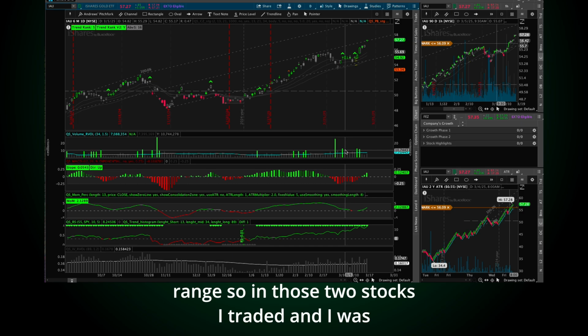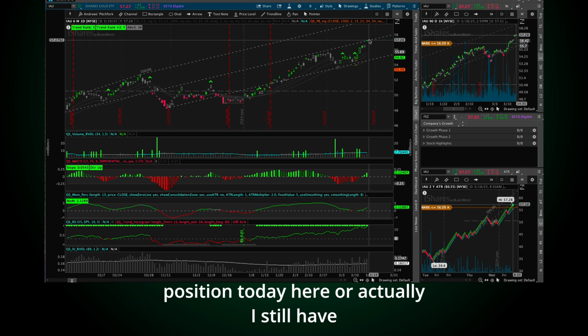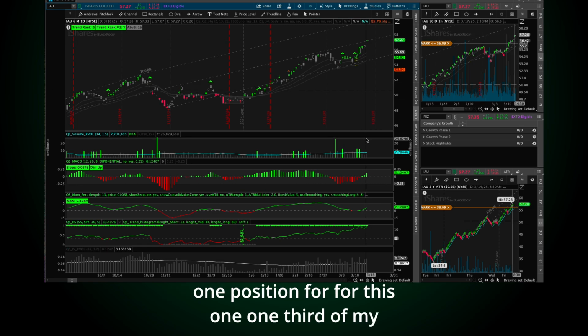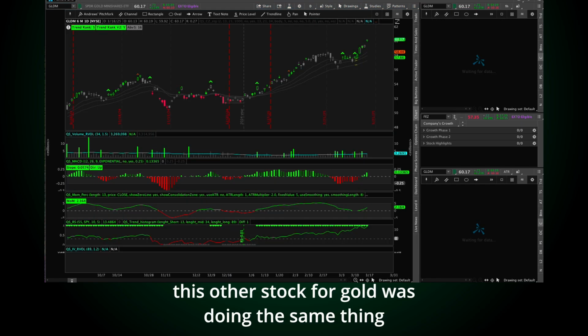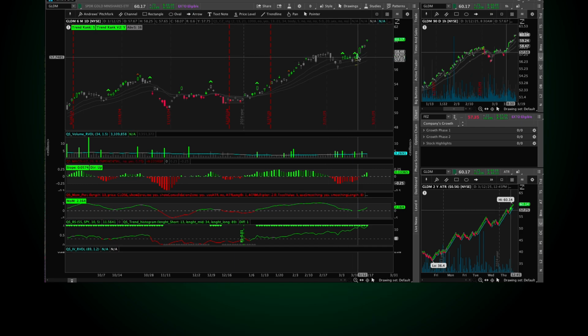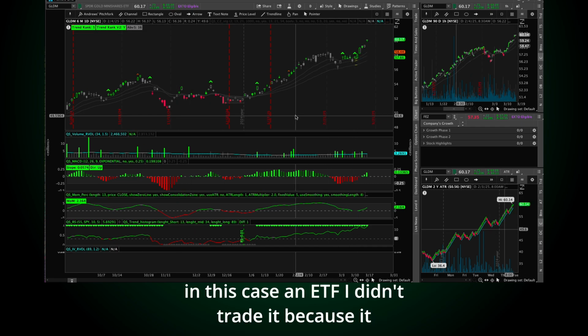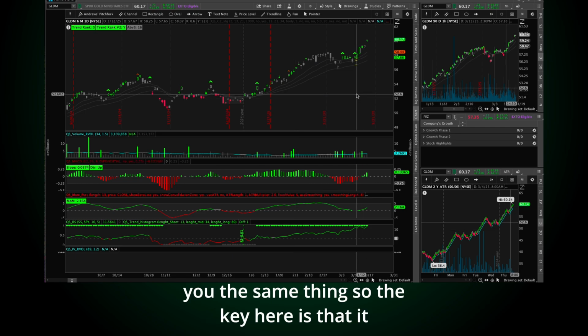So in those two stocks, I did the trade, and I was selling. I started selling here, and I closed my position today here. Or actually, I still have one position in this one, one third of my position, only in this one. At the same time, this other stock for gold was doing the same thing. In this case, an ETF. I didn't trade it because it doesn't have any options, but I just wanted to show you the same thing.